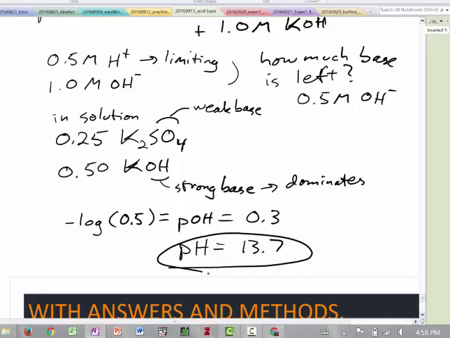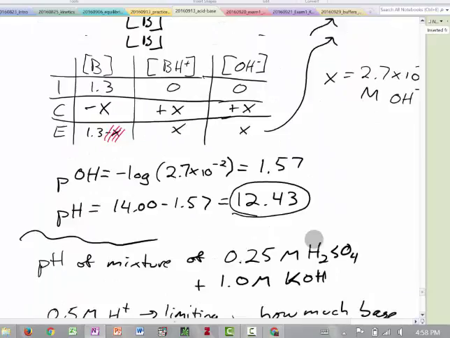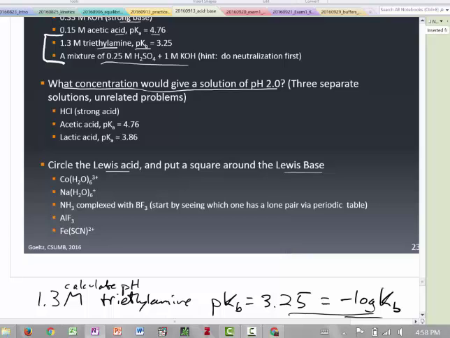Let's do the middle one here. It's not a great color to write in. What concentration of acetic acid with a pKa of 4.76 would yield a solution of pH 2.0? I'll rewrite that down here.